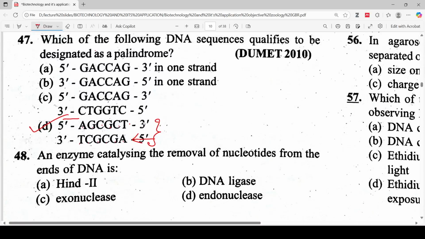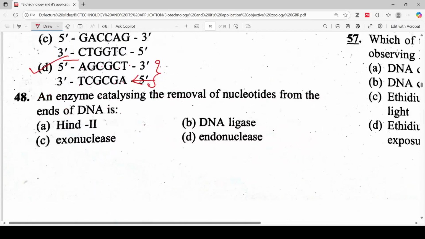So next question, an enzyme catalyzing the removal of nucleotides from the end of DNA is. So the correct answer will be exonuclease.